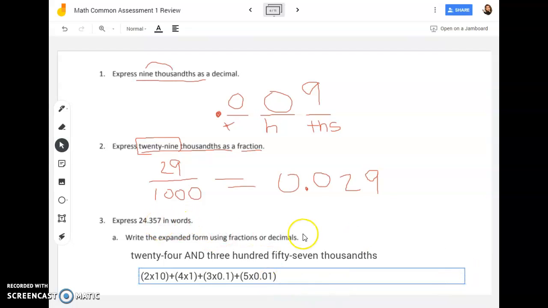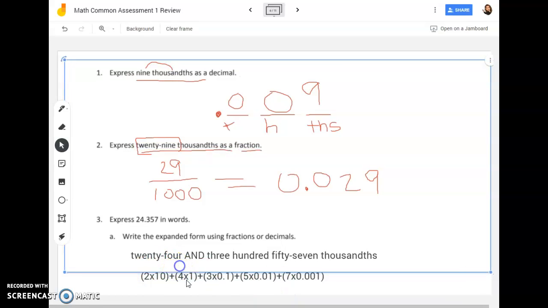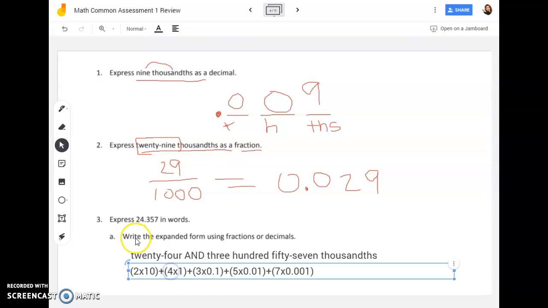The last digit I have is a 7. So I'm going to do 7 times 1/1,000 because the 7 is in the thousandths place. So here it is in standard form, word form, and then expanded form using decimals.